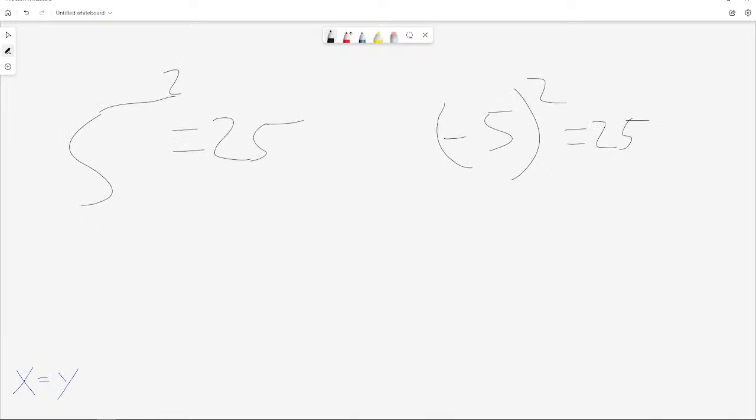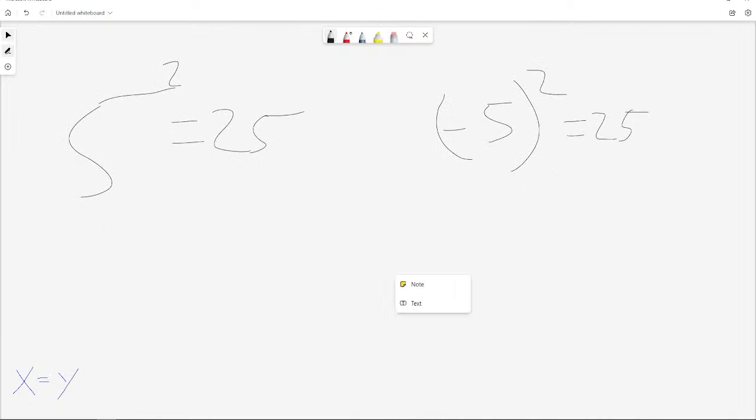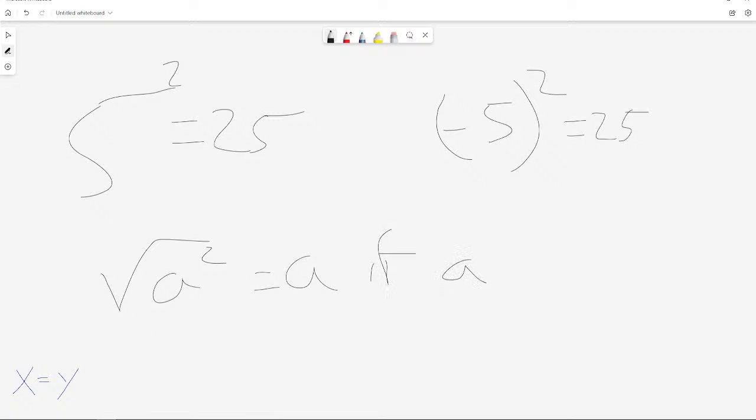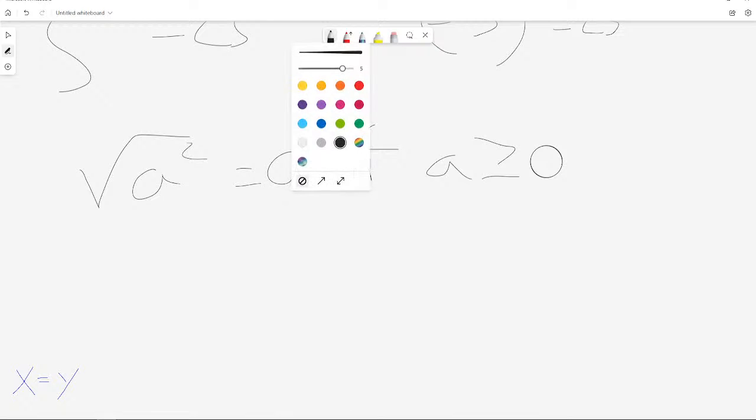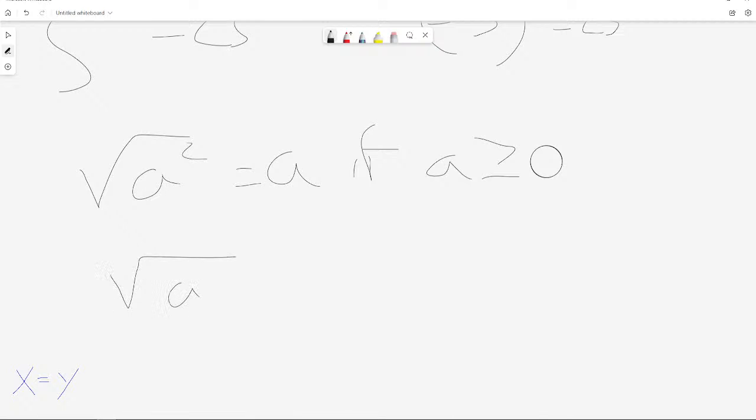So we know these two equations to be true. So now how do we get to the inverse of that? If we have the square root of a squared equals a, if a is greater than or equal to 0, so we also have the square root of a squared equals the absolute value of a.